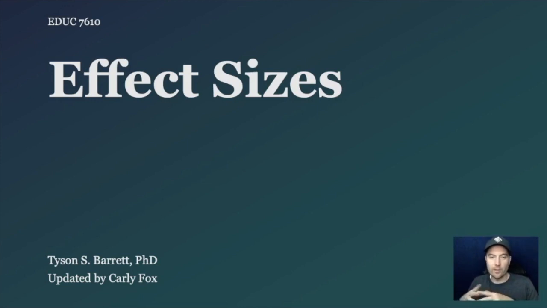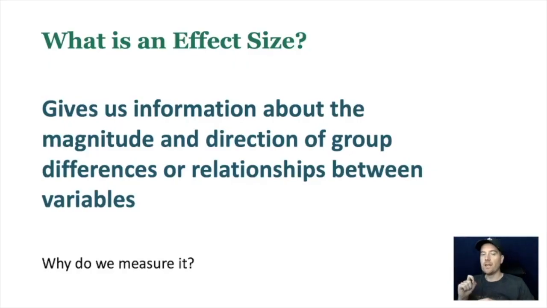The reason why we're going to talk about this specifically and have a whole lecture on it is because this is one of the core things that we're trying to get out of any regression model that we use. We usually want to understand what the nature of the relationship is and how important that relationship is. So today we're going to talk about effect sizes and we're going to define exactly what that means. So first, an effect size is anything that gives us information about the magnitude and direction of group differences or relationships between variables. So the question is, why do we measure that?